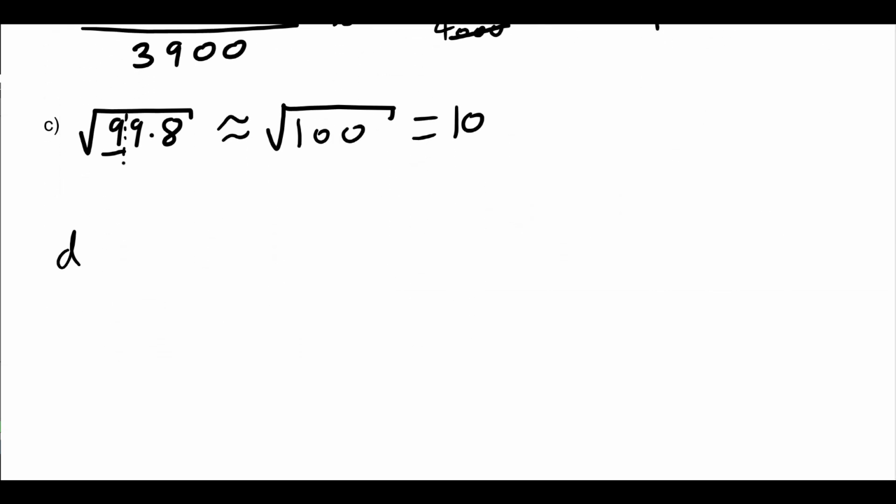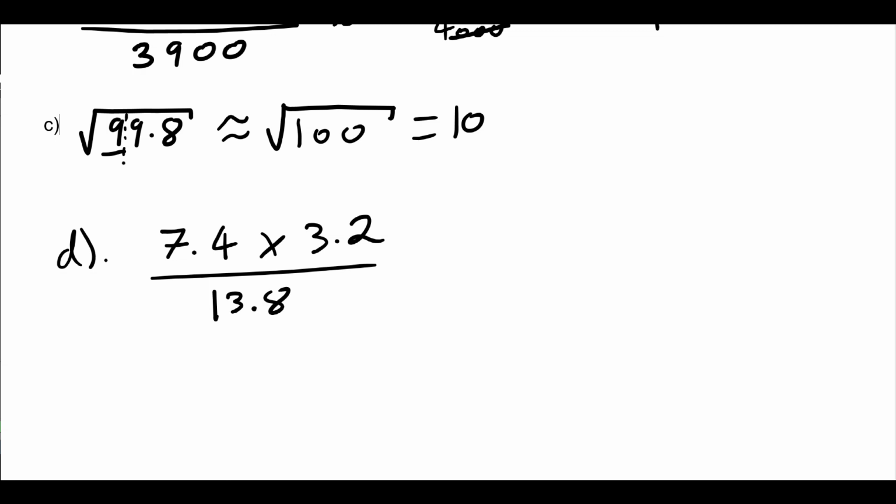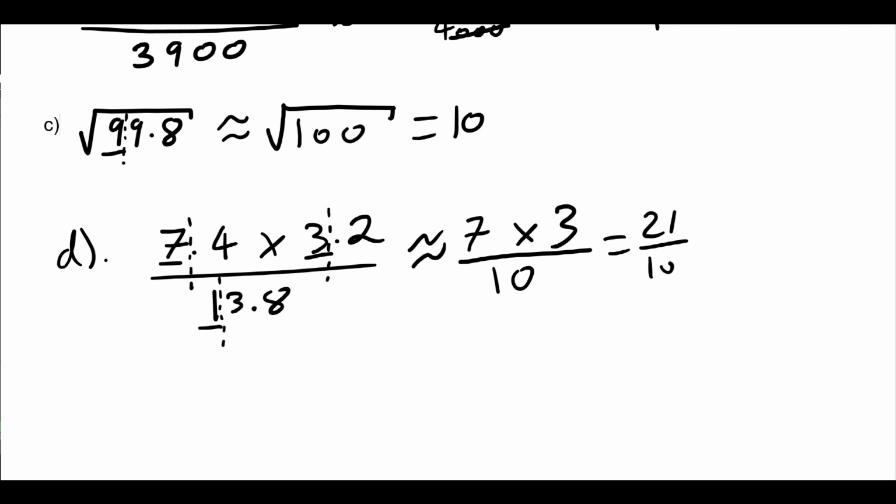You might have a question where you need to round down, so let's say I have 7.4 times 3.2 over, say, 13.8. So in this question we would have 7.4, which would round to 7, 3.2 rounds to 3 because the 4 in the tenths column tells the 7 to round down, and the 2 in the tenths column tells the 3 to round down. 13.8, if I underline the 1, 3 tells us to round down, so we have 10. You have 21 over 10, which is 2.1.